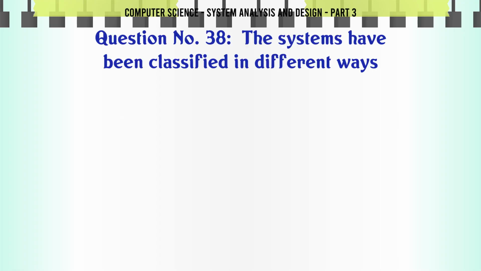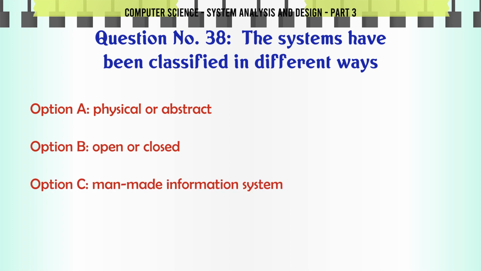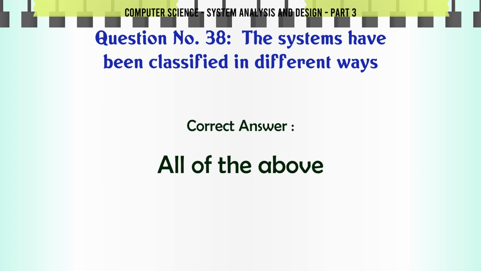Systems have been classified in different ways. A. Physical or abstract, B. Open or closed, C. Man-made information system, D. All of the above. The correct answer is all of the above.